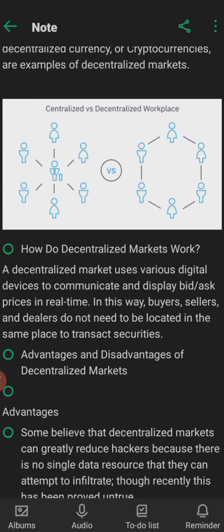Now, how does the decentralized market work? A decentralized market uses various digital devices to communicate and display bid and ask prices in real time. In this way, buyers, sellers, and dealers do not need to be located in the same place to transact securities. And this is what we do when we trade on Binance, on Huobi, on various exchanges, meaning there's a buyer at one point, there's a seller at one point, and we all are bidding and asking, using technology. As such, we don't have to be in a common marketplace like we'd see in a real life market.